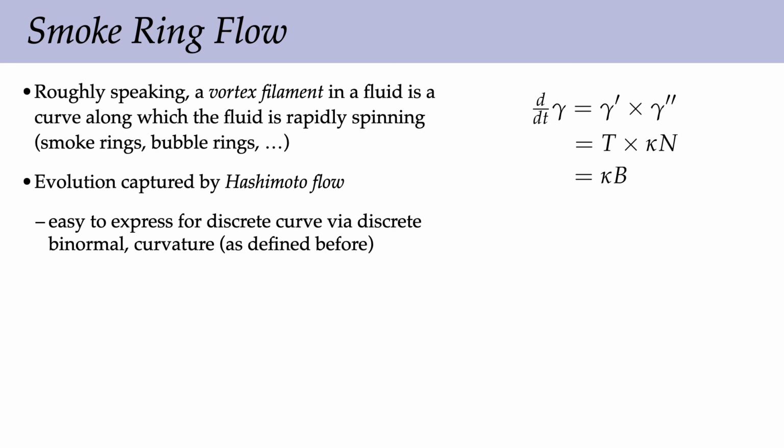Okay, so really simple example. Let's say I have a circle in three-dimensional space. Can you imagine what happens to this circle under this Hashimoto flow? So I have this circle made of smoke. How is it going to evolve over time?